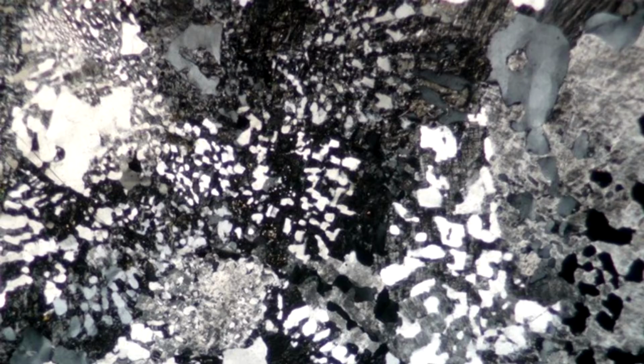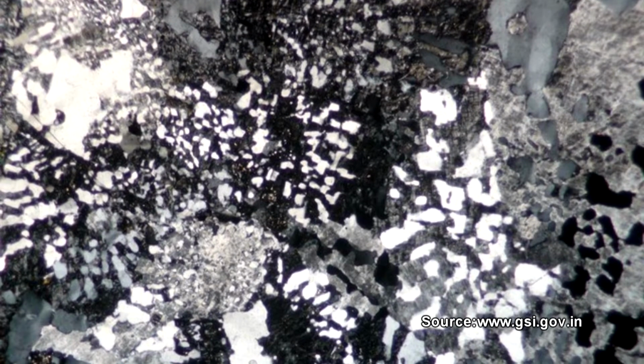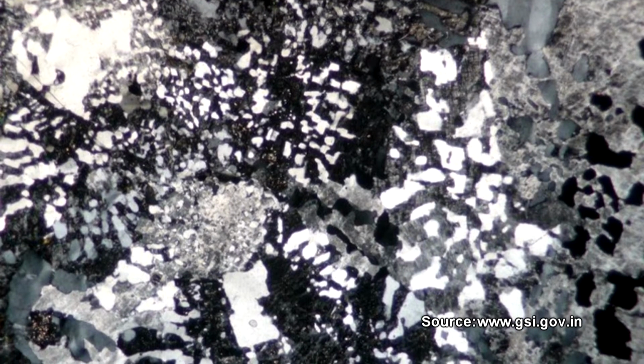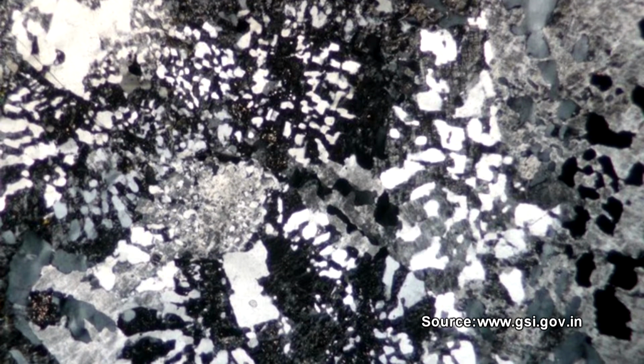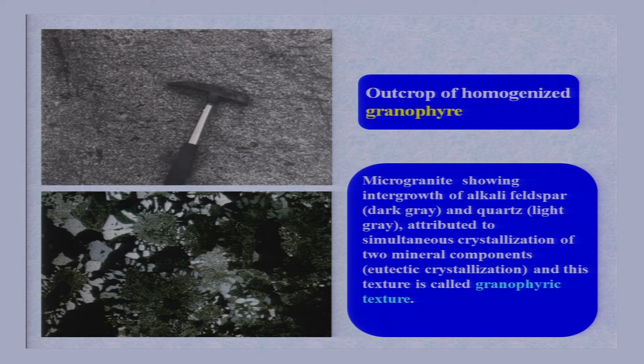This texture has been formed due to simultaneous crystallization of two mineral components, that too at a eutectic point. So, I am talking about eutectic crystallization. This texture actually resulted from the eutectic crystallization and this texture is known as granophoric texture.